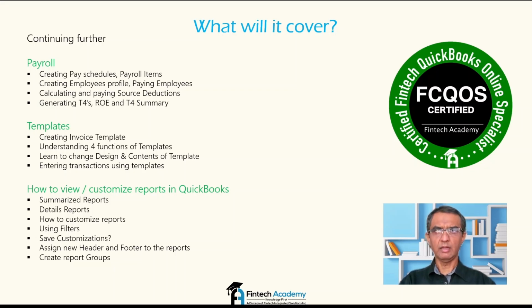Creating the employee profile, paying the employees, and then calculating and paying source deductions. From where do we do that in QuickBooks Online? The PD7, the T4s, the record of employment, the T4 summary, all those year-end and monthly items. How do we, and from where do we, access those?